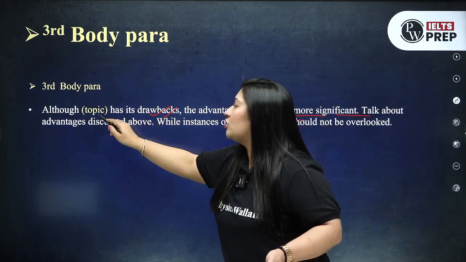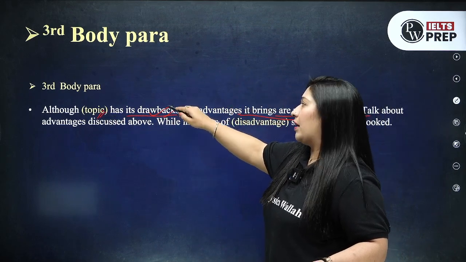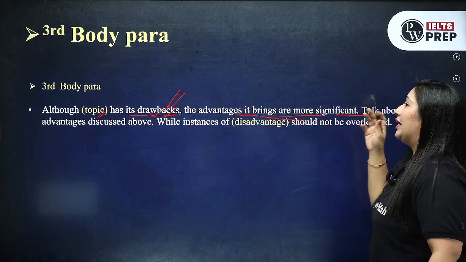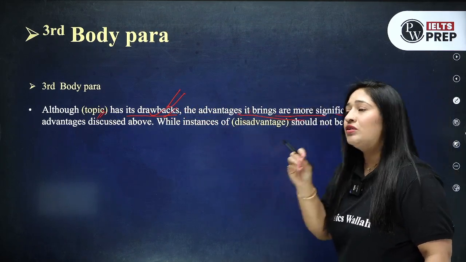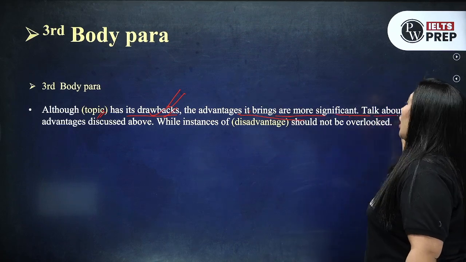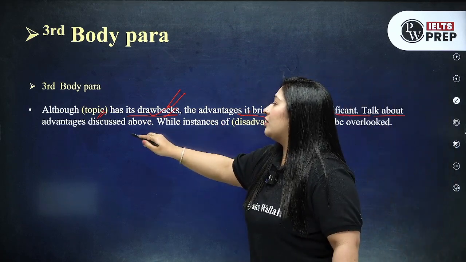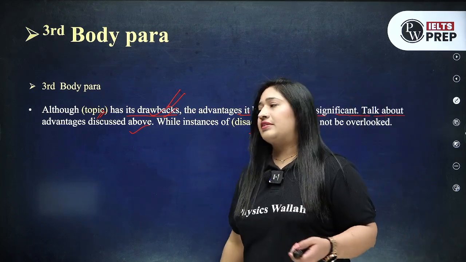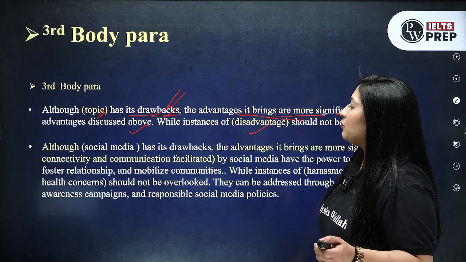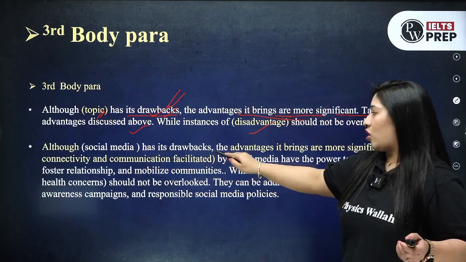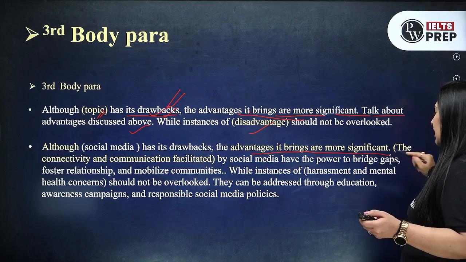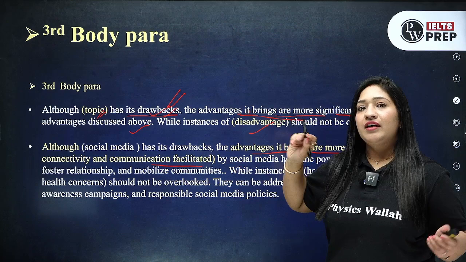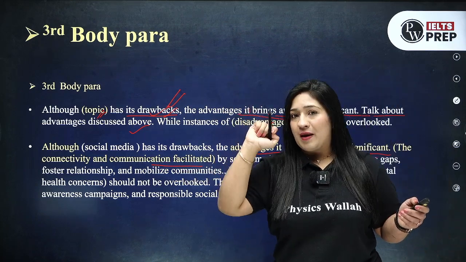For example, although the social media has its drawbacks, मानते हैं कि इसके drawbacks हैं, but the advantages it brings are more significant. लेकिन जो advantages हमें social media देता है वो ज़्यादा important है या वो ज़्यादा है. Talk about disadvantage, discuss, and give some kind of advantage and disadvantage on the same page. So here you can say that although the social media has drawbacks, the advantages it brings are more significant. The connectivity and communication facility, right? So this is what I have mentioned in the very first paragraph, right?